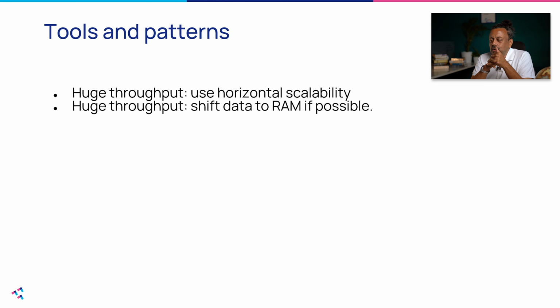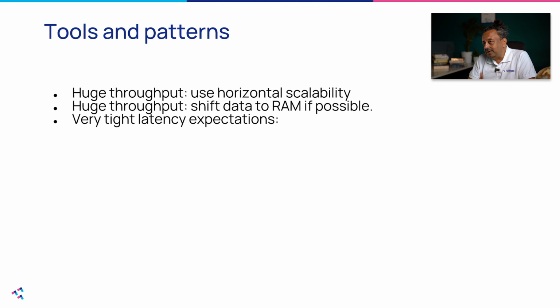The second tool that you play with is use RAM instead of a relational database. Keep data in RAM if possible. So when you have huge throughput constraints, don't directly write each and everything that you need directly into a relational database. The third kind of scenario is where you have latency expectations, where you need to respond very, very fast, or you need to complete each operation in a very small number of milliseconds. What do you do there?